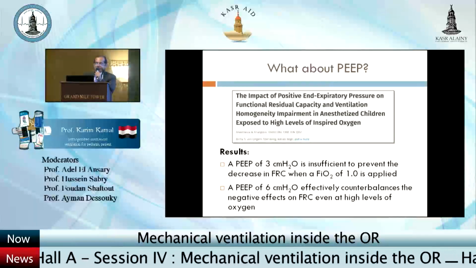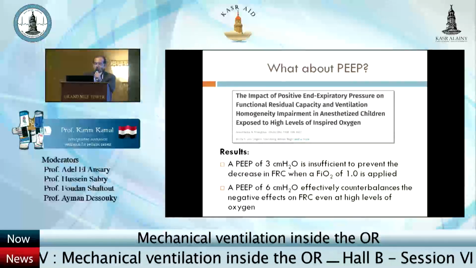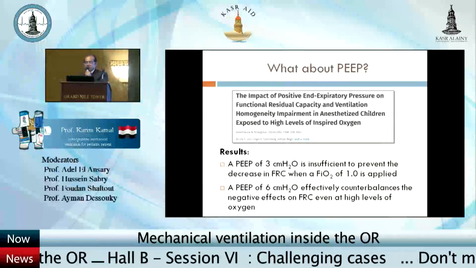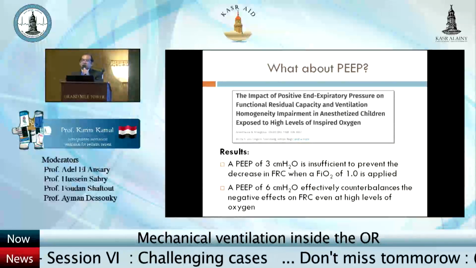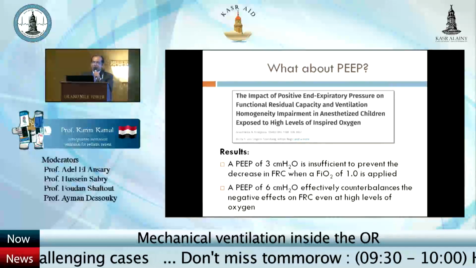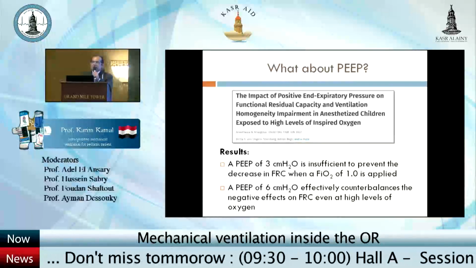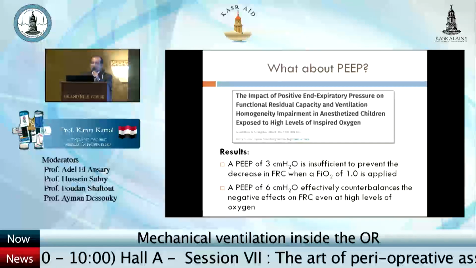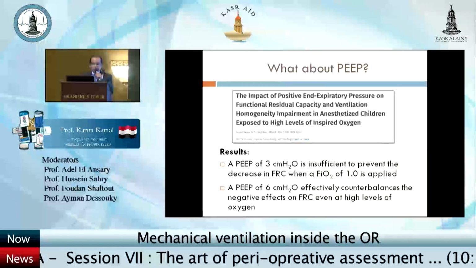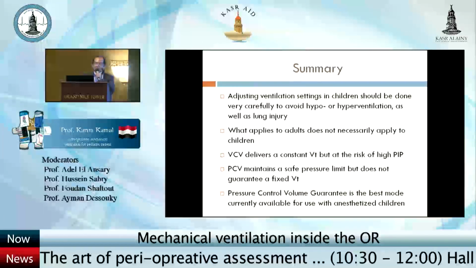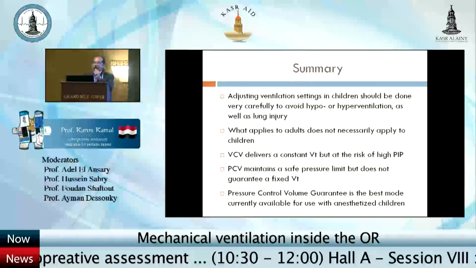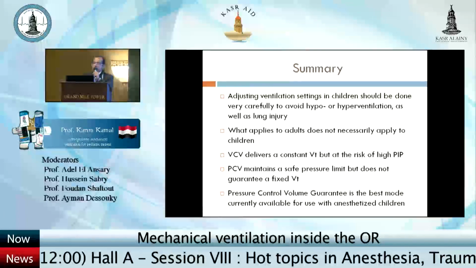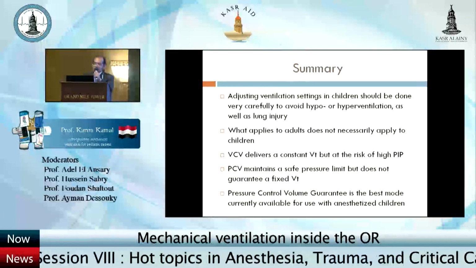So they tested the hypothesis and they found it to be true. A PEEP of 3 centimeter water was insufficient to prevent the decrease in functional residual capacity when using an FiO2 of 1, but a PEEP of 6 centimeter water effectively counterbalances the negative effects on functional residual capacity even at high levels of oxygen. So, to sum up what we said, adjusting ventilation settings in children should be done very carefully to avoid hypo or hyperventilation as well as lung injury.